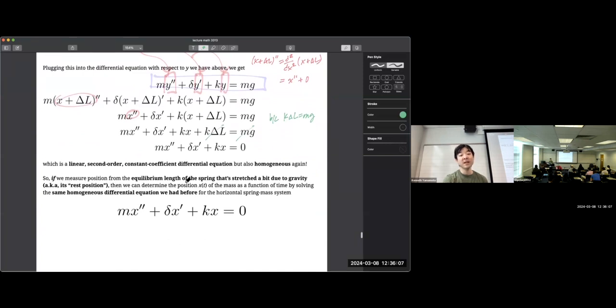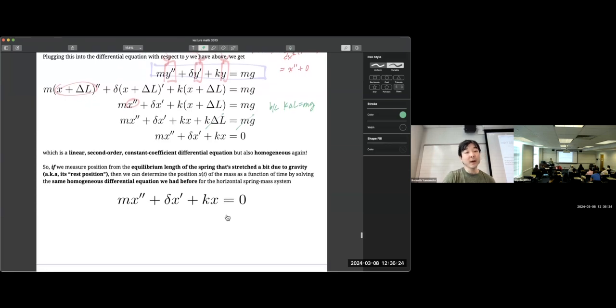If we measure the position from the equilibrium length of the spring that's stretched due to gravity, some people call that the rest position, then you can just solve the same homogeneous differential equation that we had been solving before with the horizontal spring mass system. Okay, and that's pretty common for people to do. They'll say it's going to act like a horizontal spring mass system, which was vibrating with respect to the natural length of the spring, how much it would have been if it didn't stretch or compress. It's going to oscillate around that.